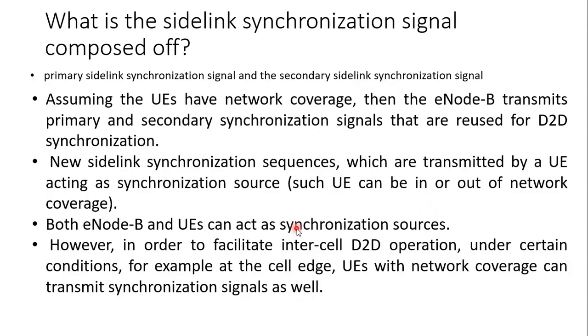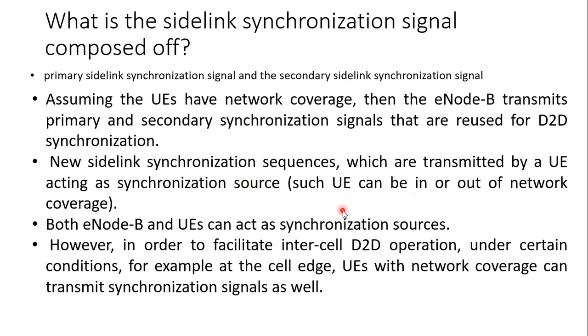Next, what is the side link synchronization signal composed of? Even this we went through in the previous class. That is, the primary side link synchronization signal and the secondary side link synchronization signal. Assuming the UE, that is the user interface, has network coverage, then the eNode B transmits primary and secondary synchronization signals that are reused for D2D synchronization.